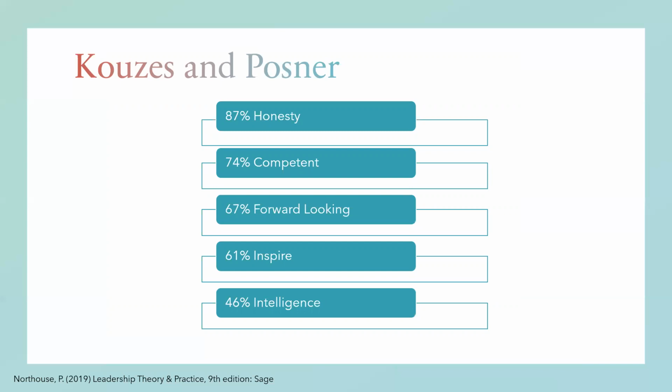The results found that 87% answered honesty, wanting their employer just to be ethical. 74% answered competent, meaning they are effective and they can get the job done. 67% answered forward-looking, meaning that they saw the vision and showed more of a sense of direction, the same as the company. So they were on the same page, all wanting the same goals.